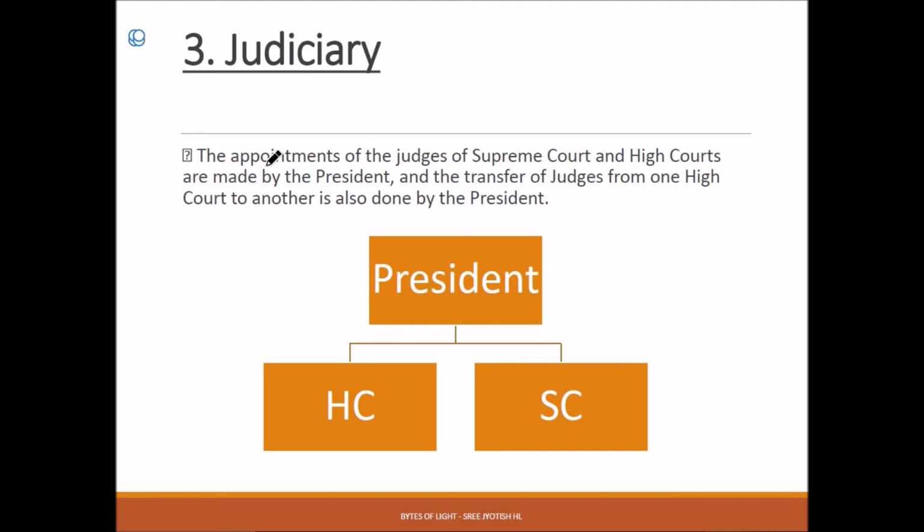Coming to the third one, let's come to the judiciary. The appointments of the judges of the Supreme Court and High Court are made by the President, and the transfer of these judges from one High Court to another is also done by the President.